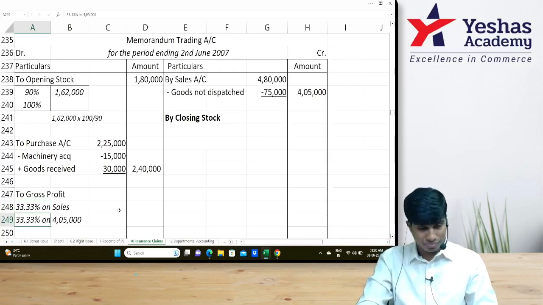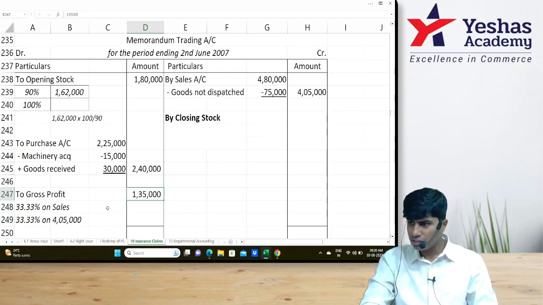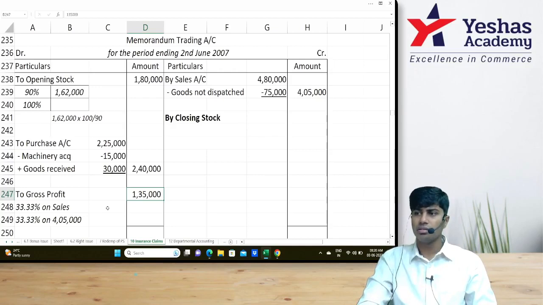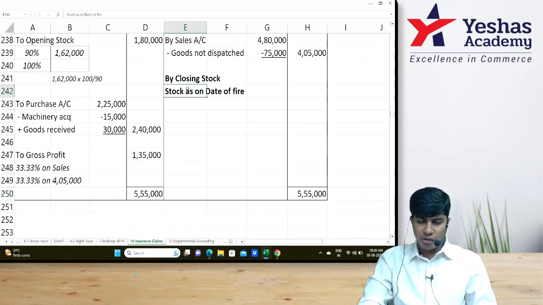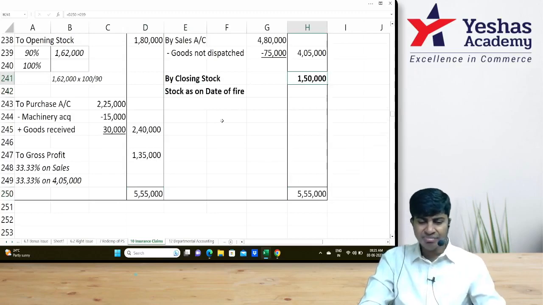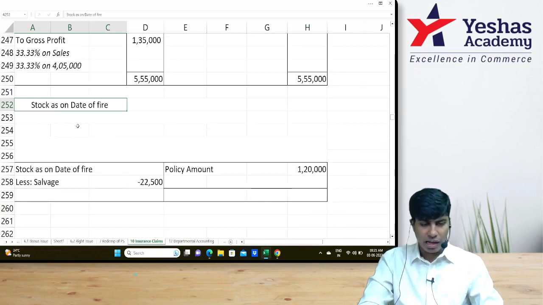So 1 lakh 35,000. 34,997. 99. Is it okay? Now tell me how much do we get? 5 lakh 55. If I take the rounded-off number, 1 lakh 50,000 is our closing stock. So closing stock is 1 lakh 50.